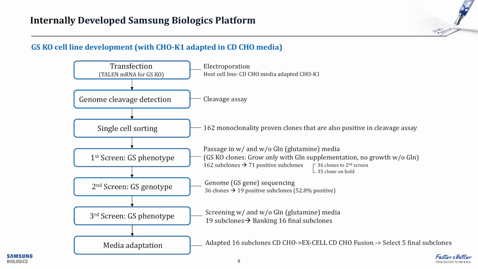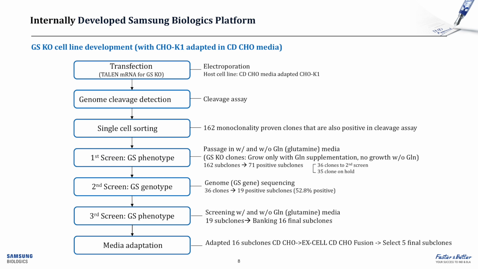The next part of the talk is to discuss the internally developed Samsung Biologics platform, the CHO K1 GS knockout cell line that was developed here over the last 2 years. The initial knockout of the glutamine synthetase gene was done with TALEN, and we went through 3 ranking stages or screening steps. 2 phenotypic screens where we're looking at growth with or without glutamine, sandwiched around the sequencing of the GS gene to confirm true knockout of the glutamine synthetase gene.